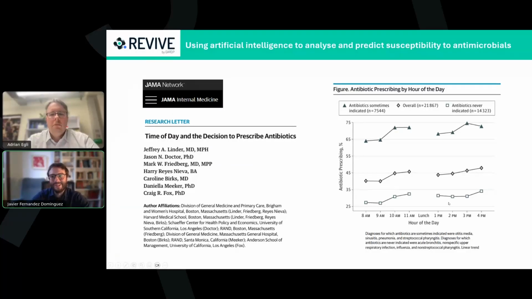Also, at the top of the graph, we can see those cases in which antibiotic is sometimes recommended or it's not clear, like otitis, for example, or sinusitis. The more fatigued and tired the doctors are, the more antibiotics they prescribe. So we are influenced by random mistakes and noise.